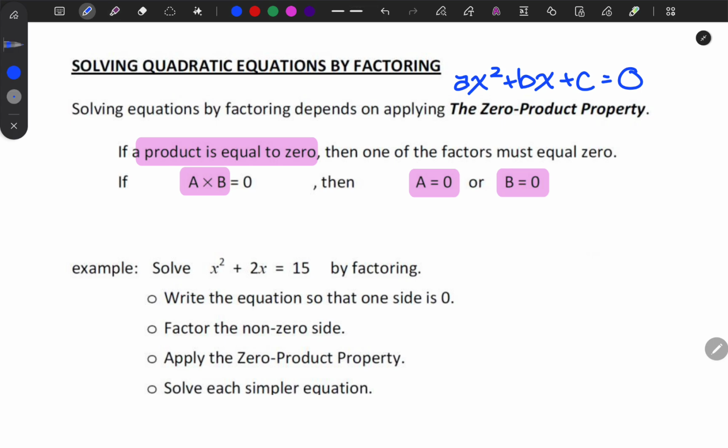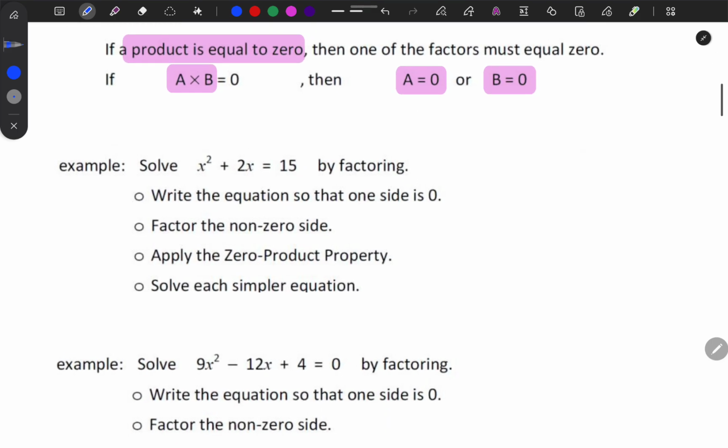So our very first example is not actually in the form we would like it to be in. We want to move the 15 to the other side of the equation. So the first thing we do is we rearrange so that one side of the equation is equal to 0. So x squared plus 2x minus 15 equals 0. Now we can factor. To factor, we look for a pair of numbers that multiply to negative 15, but add to positive 2.